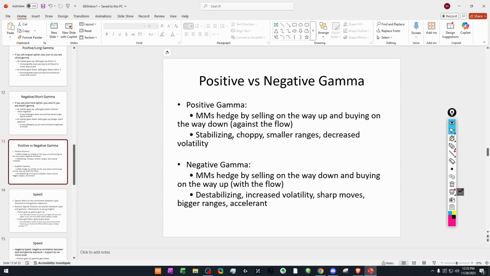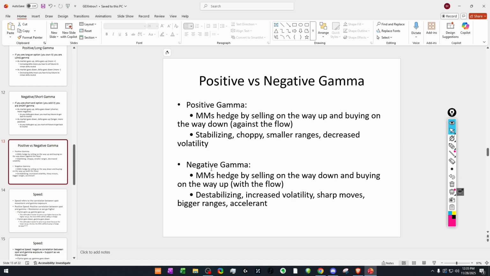This produces a more stable environment. Sometimes you get a lot of chop. The ranges for the day are smaller, and the volatility is decreased. With negative gamma, it's the opposite.